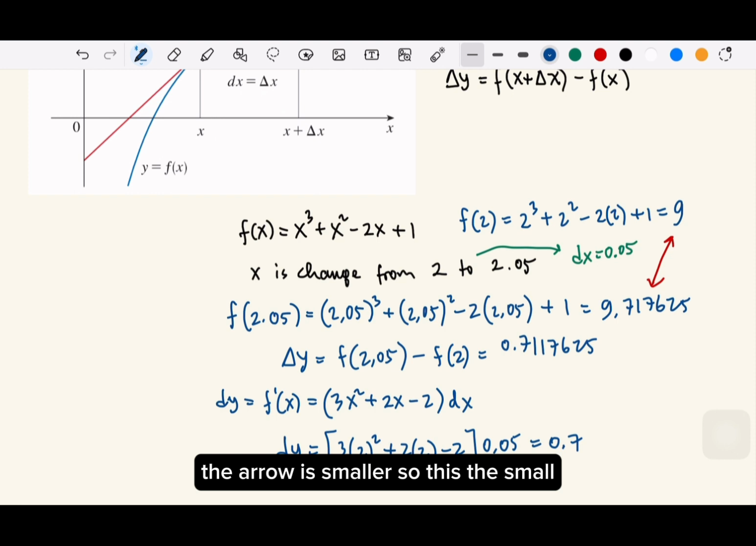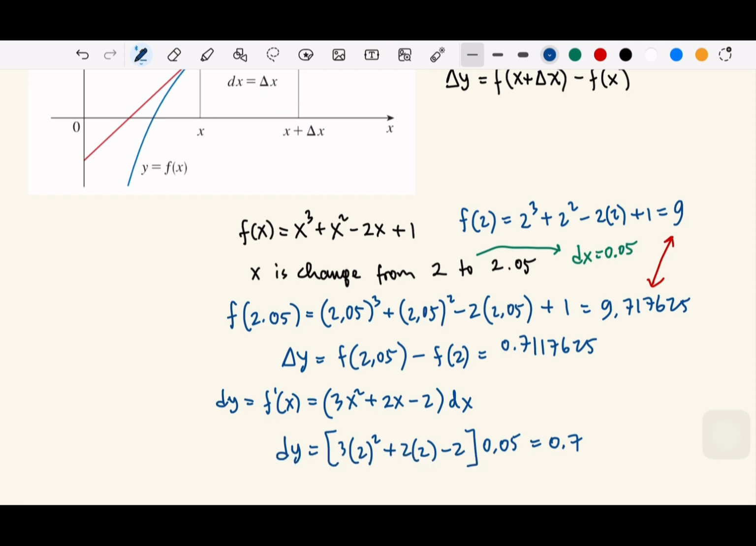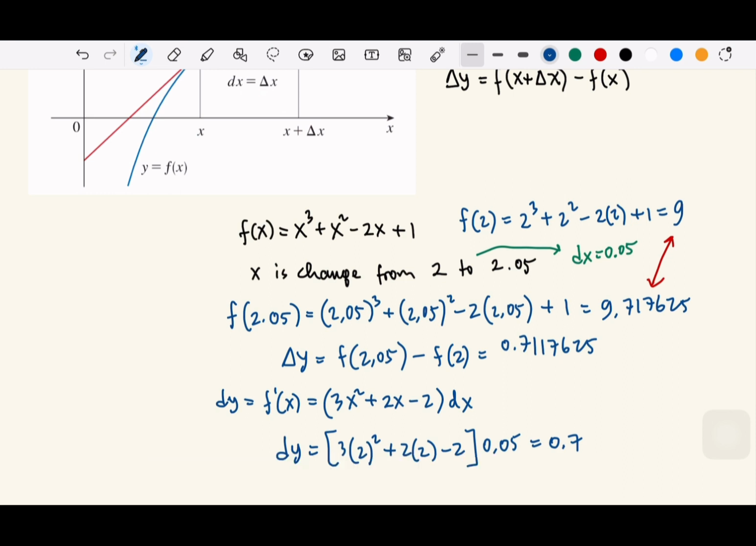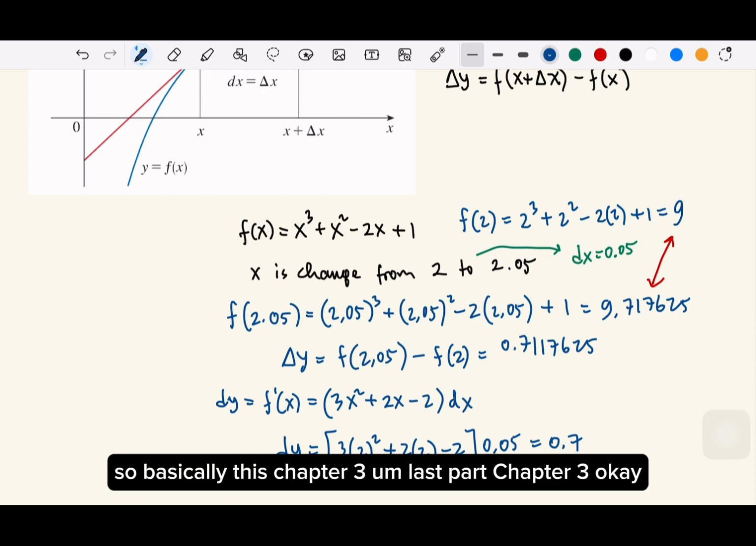So the small dx, the results will be getting more accurate. Okay. So basically, this is chapter 3, last part, chapter 3.